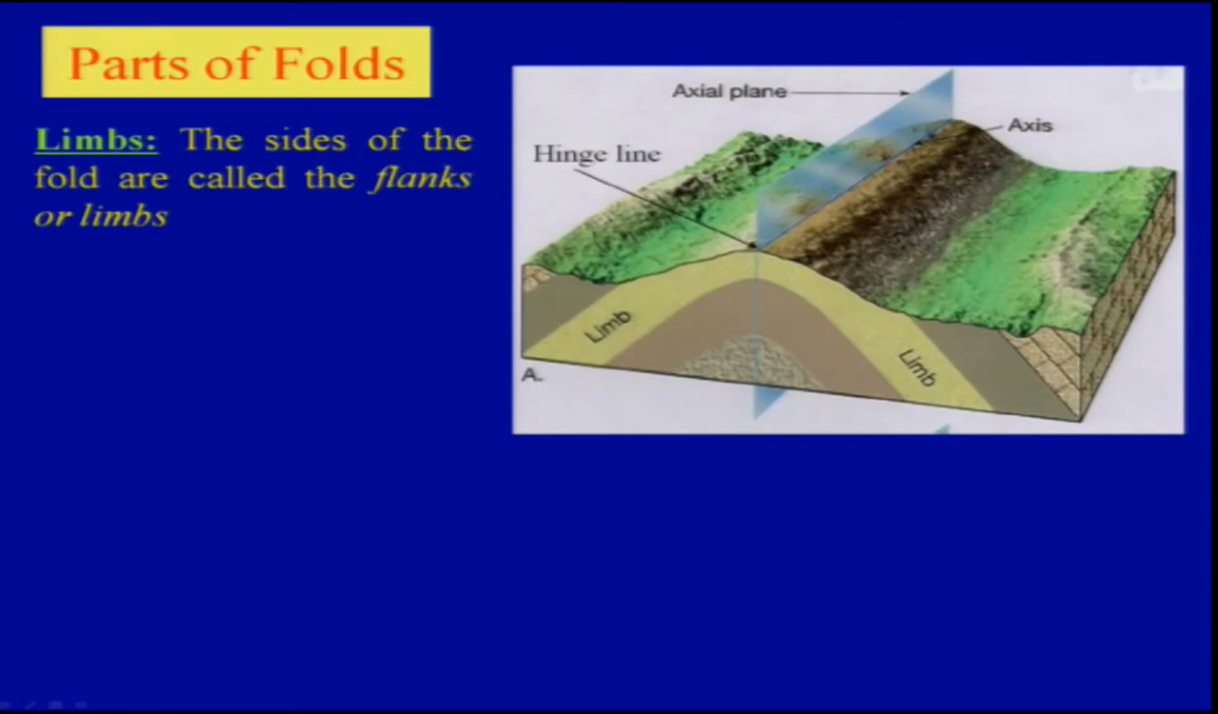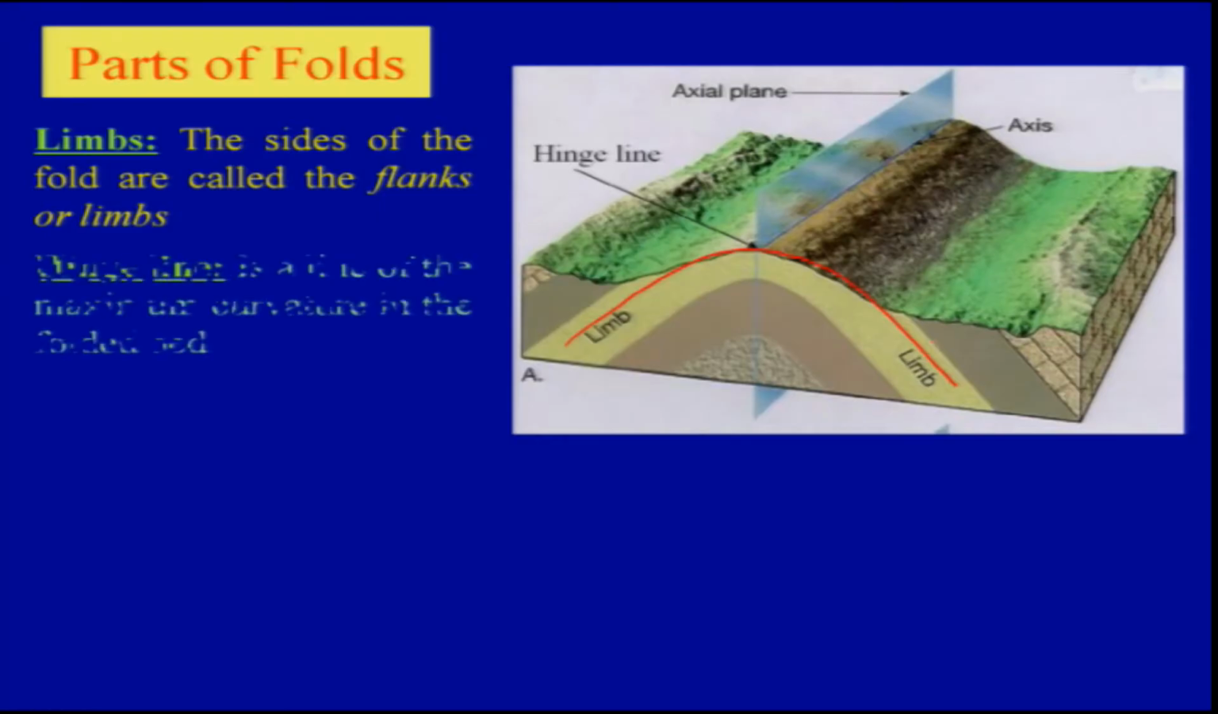Okay, so limbs. What we see here are the two limbs of the fold. One is here and another is either the left limb or right limb. The sides of the fold are called flanks or limbs. The hinge line is a line of maximum curvature in the folded beds. You have the maximum curvature over here, so that will be your hinge point, and if you join multiple hinge points and connect the line, that is your hinge line.